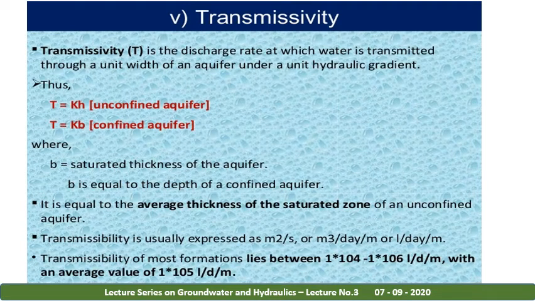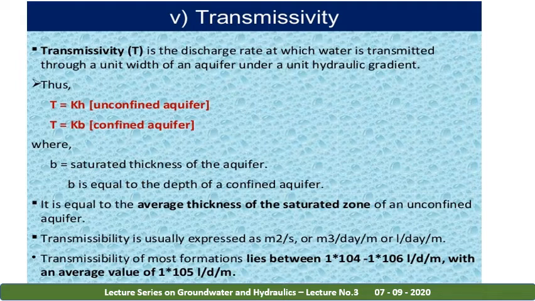Next one is transmissivity. Transmissivity, denoted as capital T, is the discharge rate at which water is transmitted through a unit width of an aquifer under a unit hydraulic gradient. Thus, transmissivity can be written as T equals K h for an unconfined aquifer, and T equals K B for a confined aquifer, where B is the saturated thickness of the aquifer and small b is the depth of the confined aquifer.